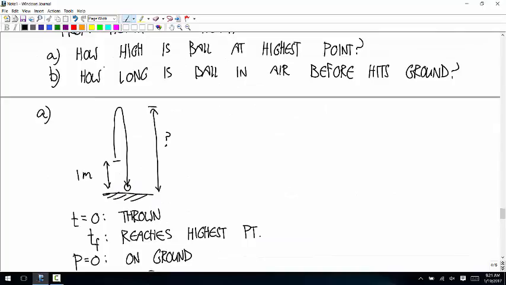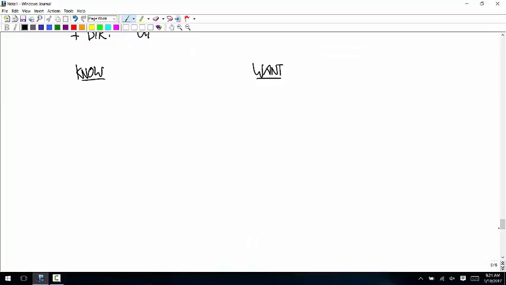So for part A, all we're trying to figure out is how high is the ball at the highest point. Do we know how long it takes for the ball to get to the highest point? No, but we're not looking for that, so I'm going to leave that off. Do we know the acceleration? Yes, it's in free fall. It's 9.81 meters per second squared down. We chose a positive direction up, so this is negative 9.81 meters per second squared.